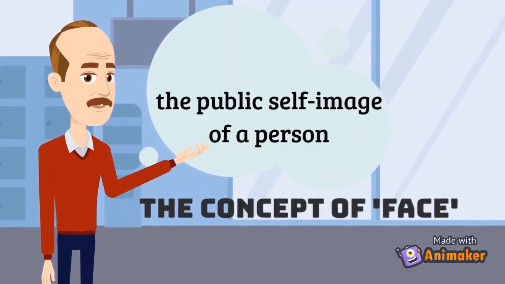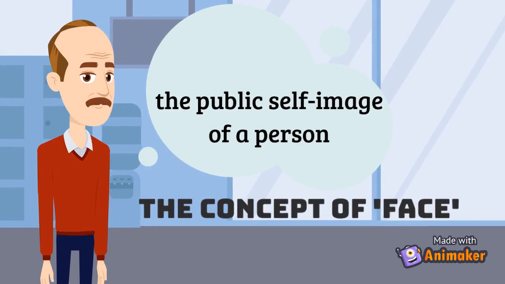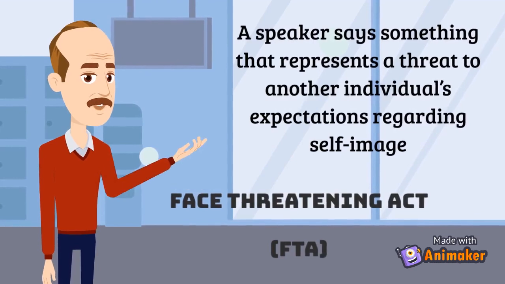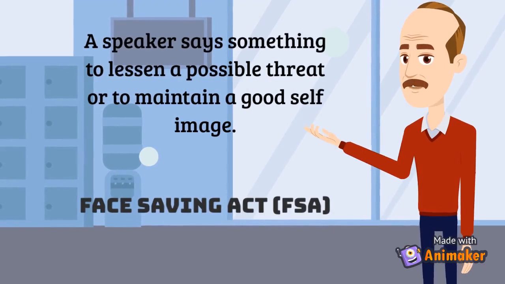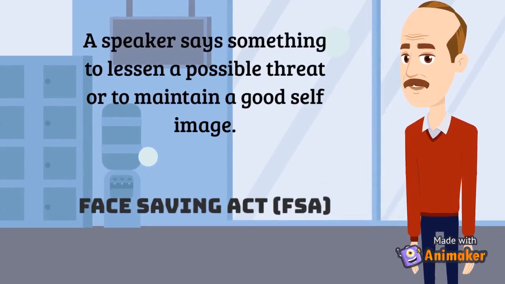Brown and Levinson have concluded that in order to enter into social relationships, all people must acknowledge the face of other people. As a technical term, face means the public self-image of a person. It refers to that emotional and social sense of self that everyone has, and expects everyone else to recognize. If a speaker says something that represents a threat to another individual's expectations regarding self-image, it is described as a face-threatening act, or FTA. If some actions might be interpreted as a threat to another's face, the speaker can say something to lessen the possible threat. This is called a face-saving act, or FSA.